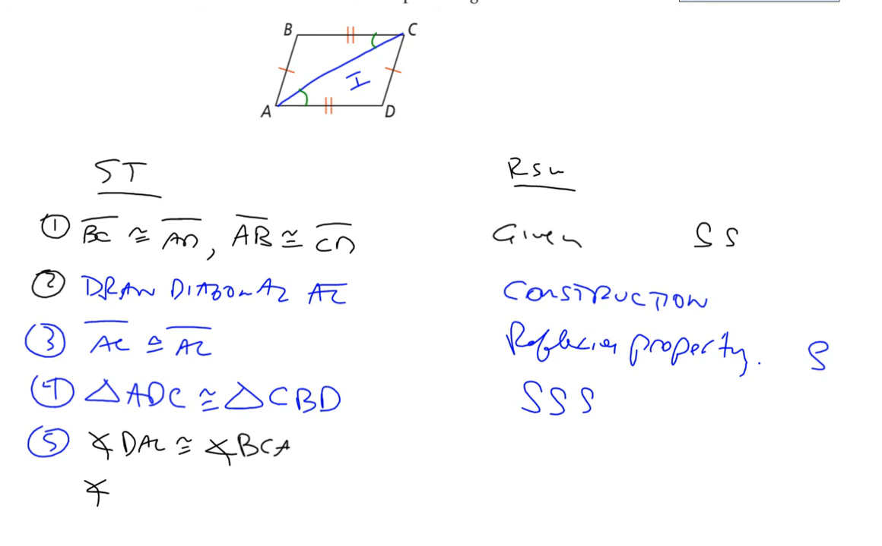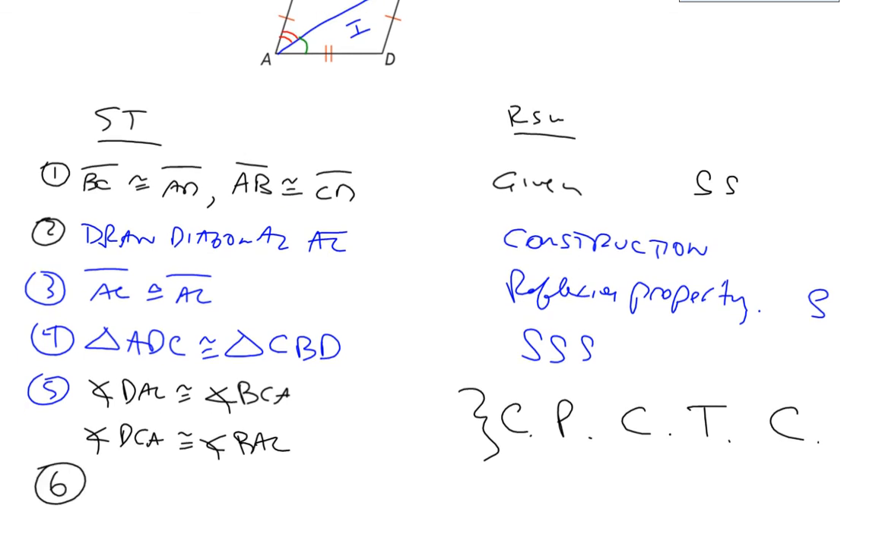I can also say that these two angles, namely angle DCA and BAC, I can say that angle DCA is congruent to angle BAC. Both of those have the same reason: corresponding parts of congruent triangles are congruent, CPCTC. Well, if that's the case, what can I conclude?